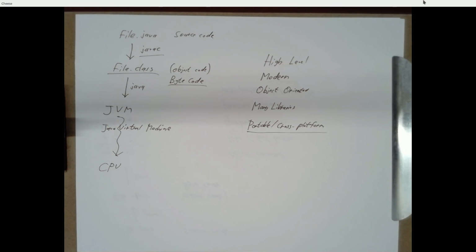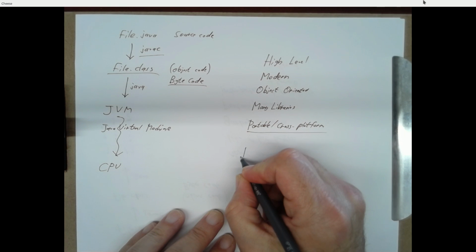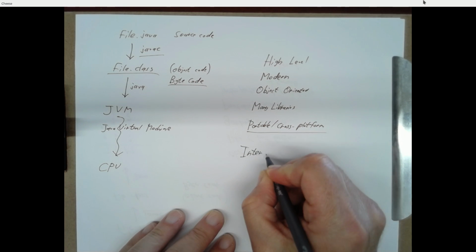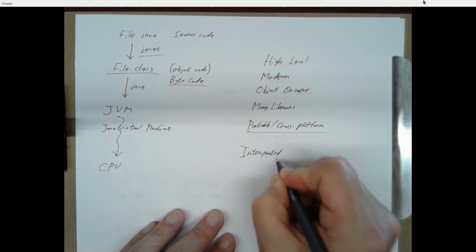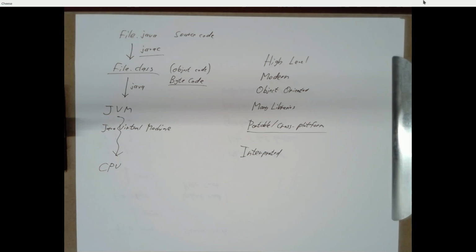So what's the computer science-y term for this sort of execution model? There's compilation, but there's something else, which is what this is. Say again? It's related to linking. Interpreting, yeah. So Java is interpreted. Right, so C is compiled, Java is interpreted.